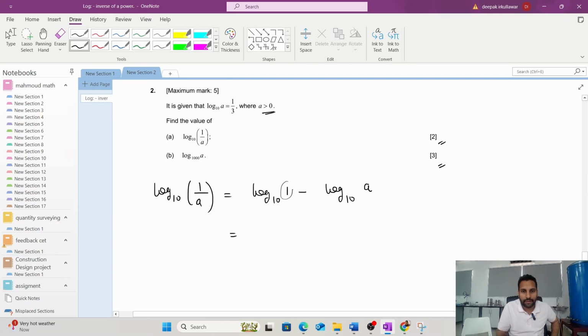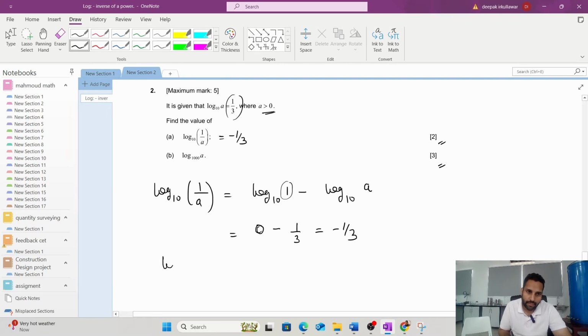Any log of 1 is always 0, that is what we have understood previously. So log base 10 of 1 is 0, because log of 1 is always 0, minus log base 10 of a. Log base 10 of a is 1 over 3. So it would be equal to negative 1 over 3. So the first answer is negative 1 over 3.